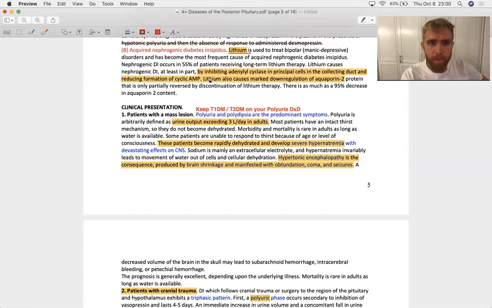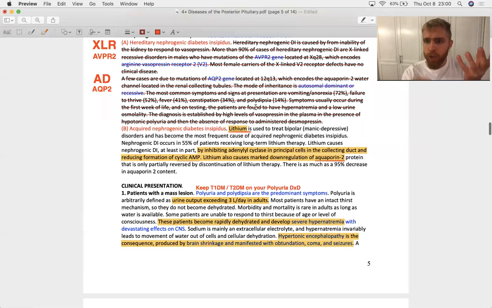Now, lithium inhibits adenylyl cyclase in the principal cells of the collecting duct, and that AC is necessary to bop up your cAMP and respond to vasopressin. And so if you don't have that cAMP, you don't have your aquaporin 2s, you're not reabsorbing free water. Now, that's nephrogenic and neurogenic, and they don't care if you know that. I mean, they do, but what they really care is, do you know how to differentiate between the two? So how do you differentiate between the two?